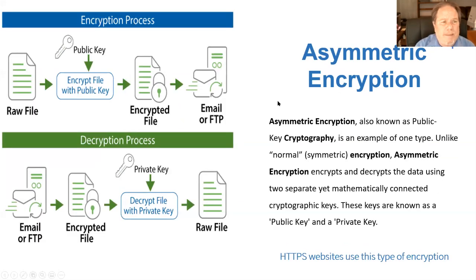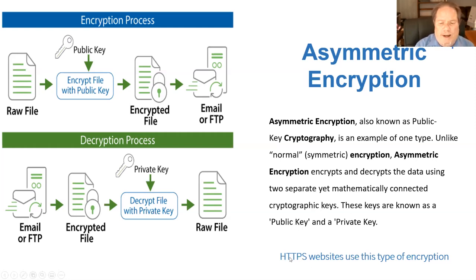Asymmetric encryption is going to be different. Asymmetric is what you are using when you're surfing the internet. Asymmetric encryption is also known as public key encryption. Unlike normal or symmetric encryption, asymmetric encryption encrypts and decrypts the data using two separate yet mathematically connected cryptographic keys. These are known as a public key and a private key.